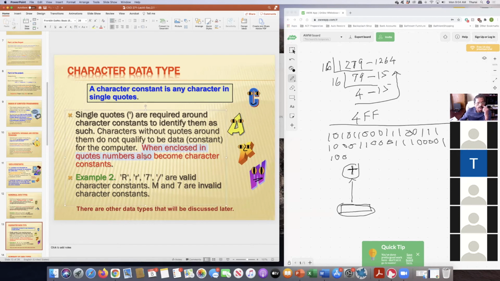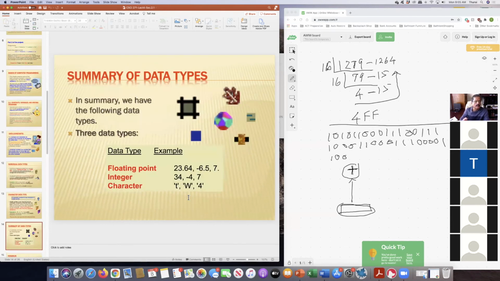When enclosed in quotes, even numbers, meaning a single digit number, can also be a character constant, like these. Capital R with the quotes is a character constant. Lowercase r is a character constant. 7 with the single quotes is a character constant. Any character, any symbol with quotes around it can be used as a character constant in a program. M is not a valid character constant because it doesn't have quotes around it. 7 is a valid integer number, but not a valid character constant. You have to put quotes around it to make it a character constant.